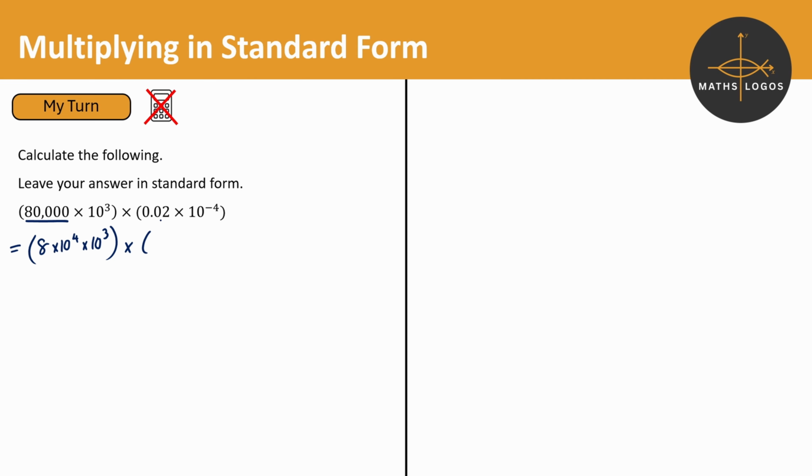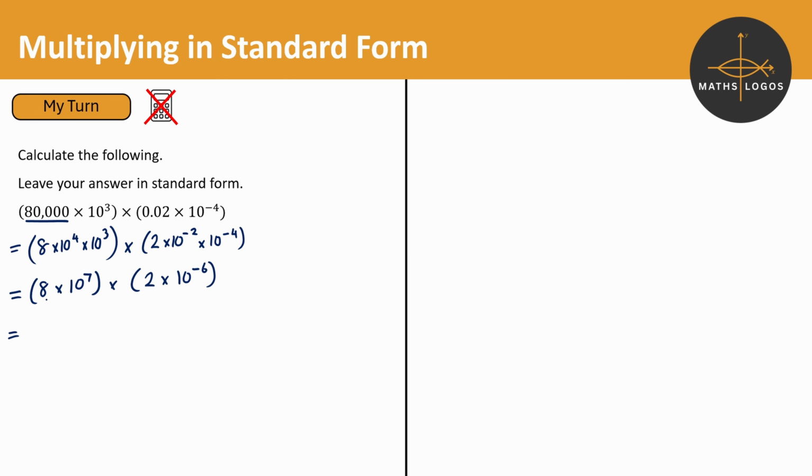Let's go ahead and turn 0.02 into standard form. Well, that would be 2 multiplied by 10 to the power of -2. And then I need to multiply by 10 to the power of -4. Collect your powers of 10 together in this first bracket. So 10 to the +4 multiplied by 10 to the +3 is 10 to the +7. And then in the second bracket, collect your powers of 10 together. So I've got -2 add -4 to give me -6.